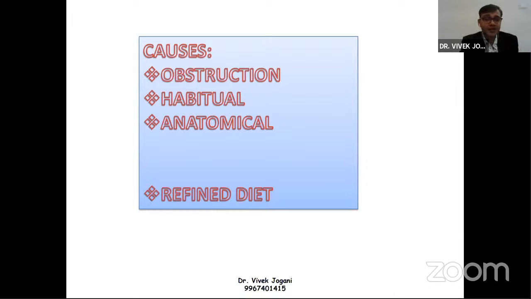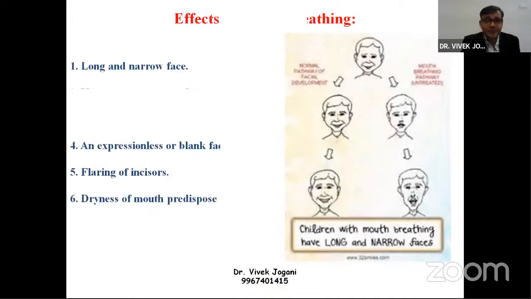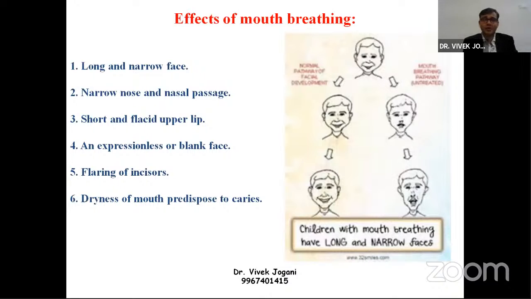If you see the forefathers, if you see the child's grandparents, their face structures, their jaws will be very wide, and they'll have all the set of teeth without any braces. That is because they were not on a refined diet. Now let's come on to the effects of mouth breathing.